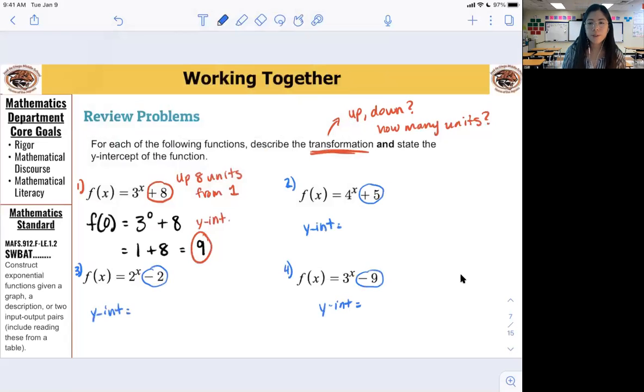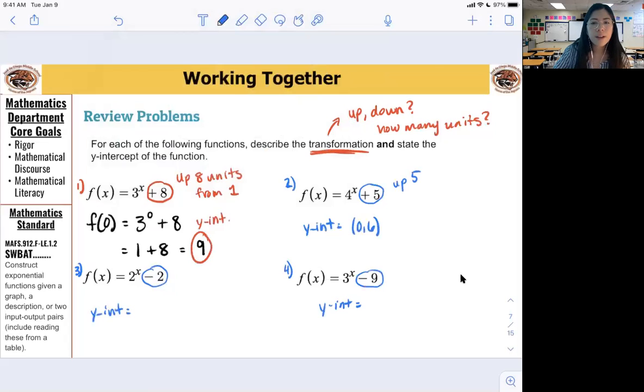All right, number 2, what's the transformation? Up 5. Up 5, good. So what's my y-intercept? 6. 0, 6.